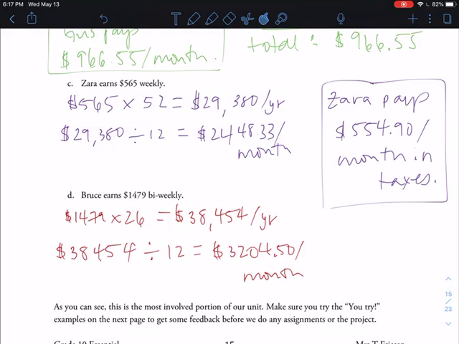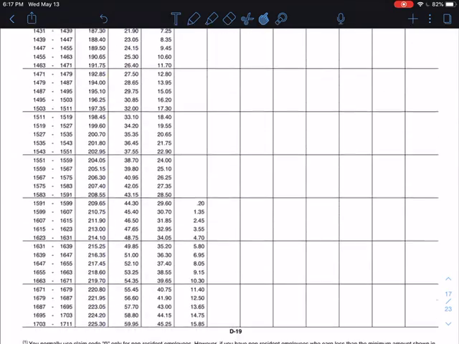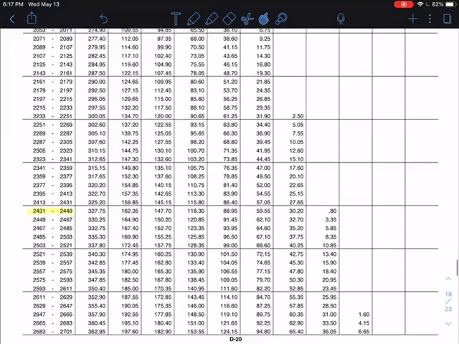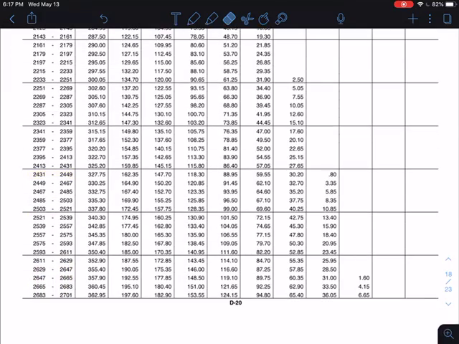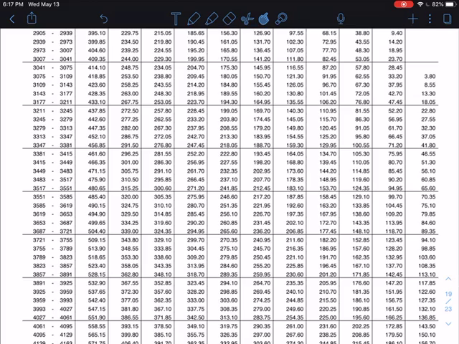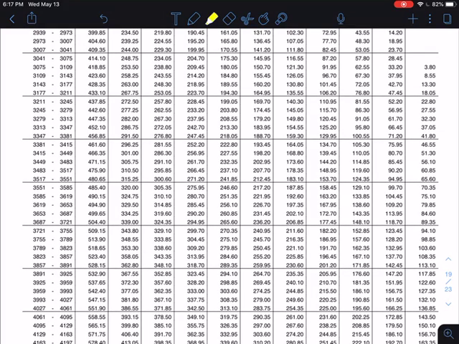Same thing. I'm going to take this number and I'm going to just look for both tax values in one go because I don't like doing all the scrolling. So I can find the 3,200s in this area. And in fact, I have 3,204 right there. So that gives me $433.10 in tax.